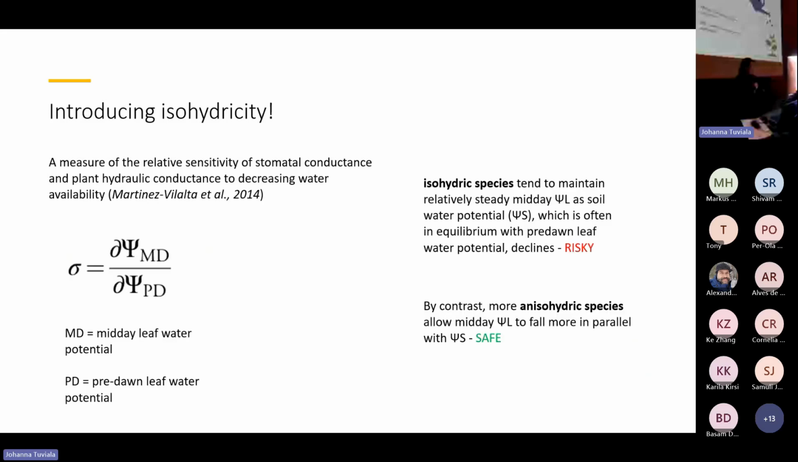Yeah, so basically plants will exist somewhere on the spectrum of isohydricity. Either they tend to maintain a steady midday leaf water potential regardless of soil water potential, or if they're more anisohydric, then the leaf water potential tends to follow the soil water potential. These are essentially a riskier strategy or a safer strategy, depending on the environment you're in.